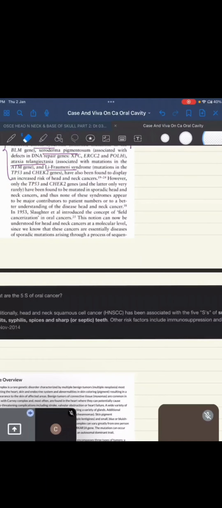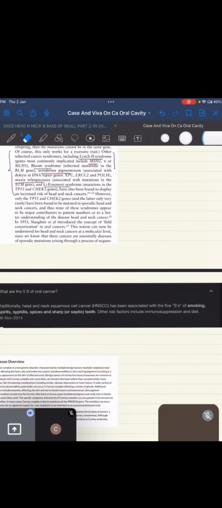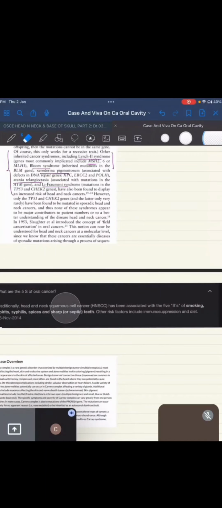So this is how you have to be proactive and expect what questions can be asked. That lady was not smoking. That lady was not using alcohol. So what could have been the main etiology in such a patient? Sharp tooth. Sharp tooth. Great.